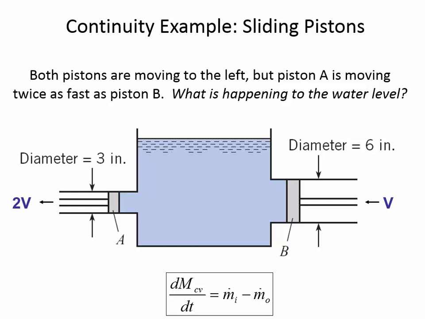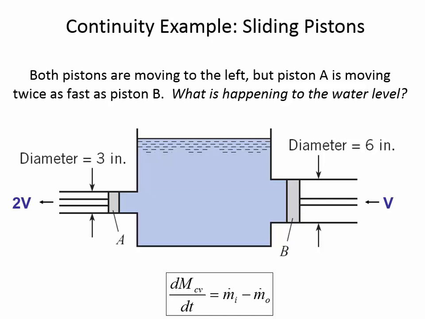Okay. So with that suggestion in your minds, the way that we can prove what's happening to the water level is just look at the flow in and the flow out. So let's do that. First of all, we want to find the area at A. So the area of piston A is just pi 3 inches squared divided by 4.